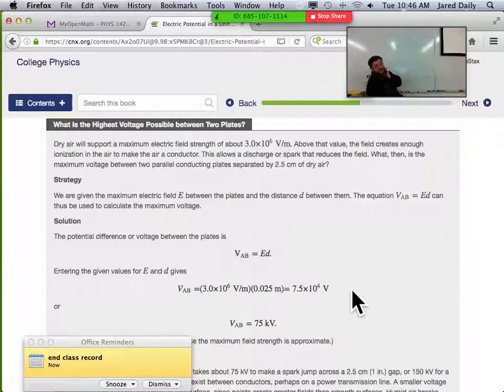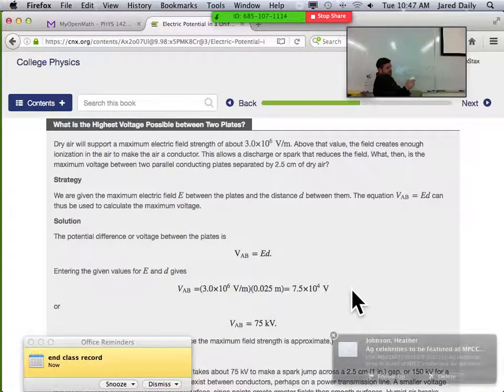But we want to know what is the maximum voltage between two parallel conducting plates that are separated by 2.5 centimeters of air. So what is the voltage out there? So this is the field. What would the voltage be if there was only 2.5 centimeters of air in between the two plates, or between the cloud and the ground? In other words, if the distance D was 2.5 centimeters, the electric field is 3 million times 2.5, well, not 2.5 because it's going to convert to meters. So you take 3 million times 0.025, and you would get the amount of voltage.